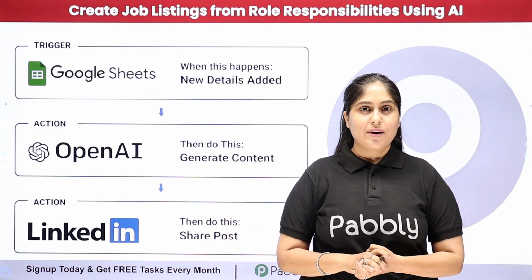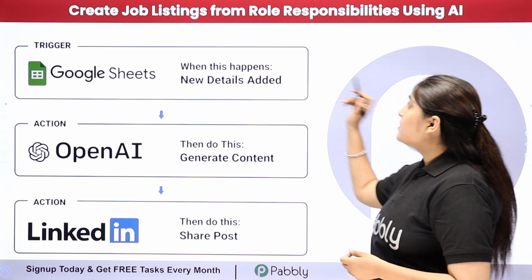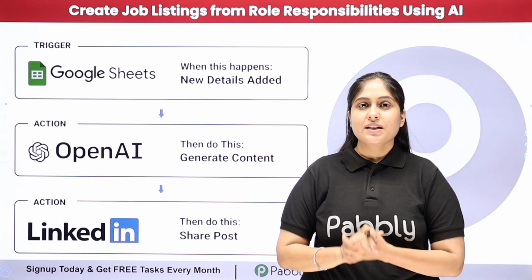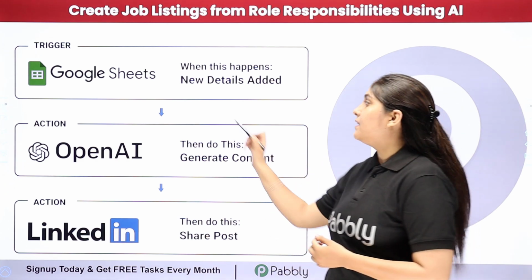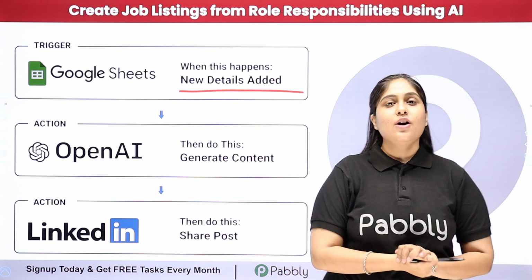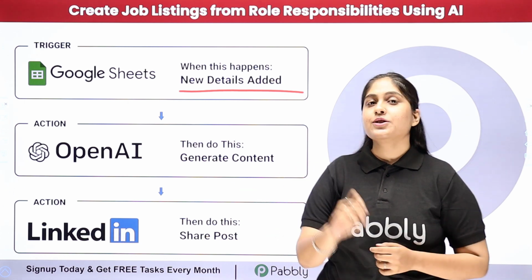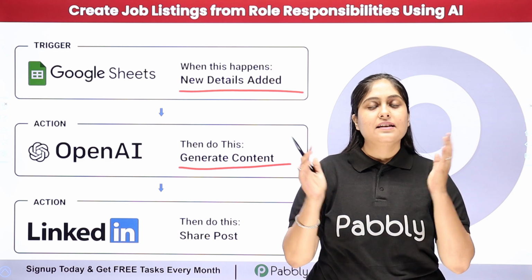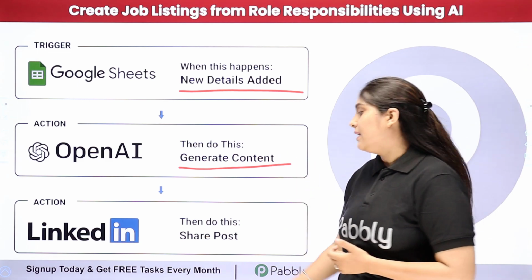In this video, we are going to understand how to create job listing from role responsibilities using AI. So as a recruiter, my objective is that whenever I'm going to add a new job details over here in my Google Sheets, then automatically using the details, OpenAI should generate the job listing. And after generating the listing post, automatically that should be shared as a new post on my LinkedIn account.